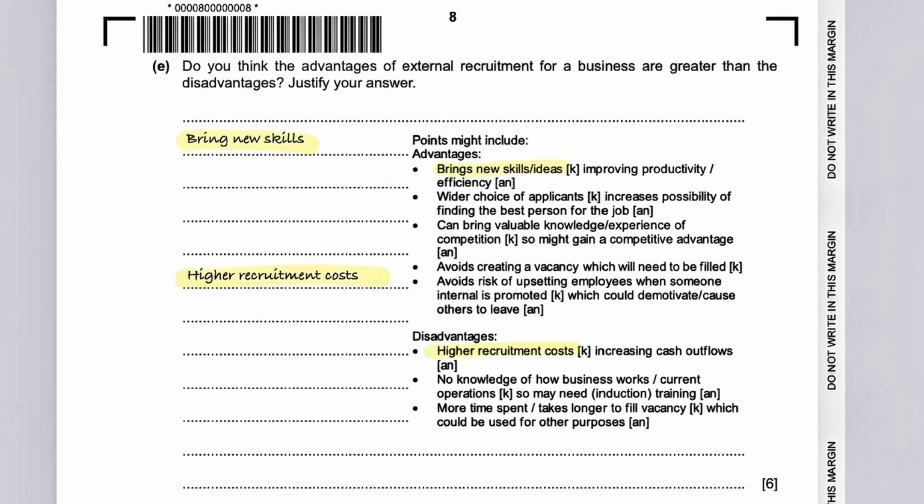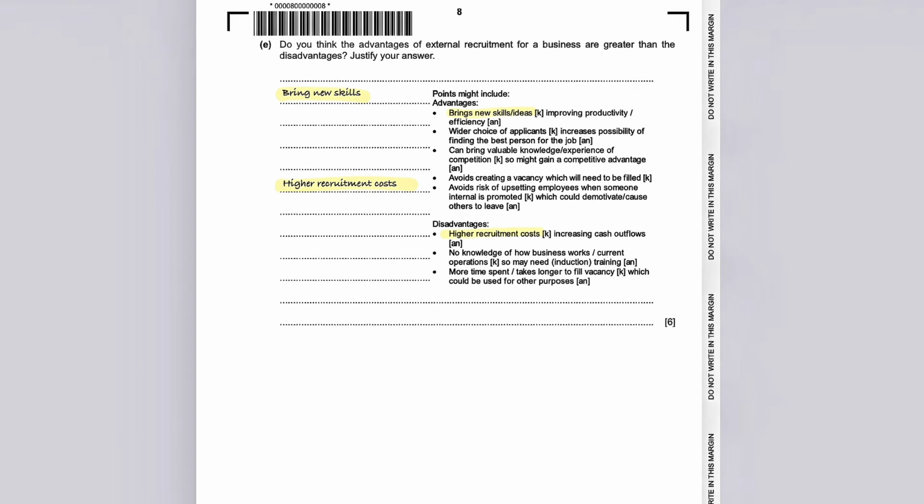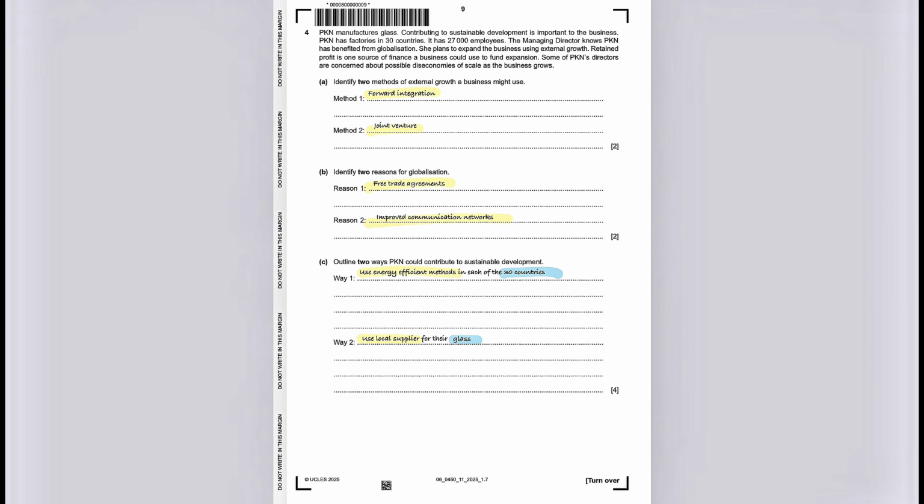And for question E, the way they ask it is, do you think the advantages of external recruitment for the business are greater than the disadvantages? So what it's looking for is one advantage and one disadvantage. So let's identify them. Bringing new skills is our advantage and higher recruitment cost, which is our disadvantage. 2 knowledge points.